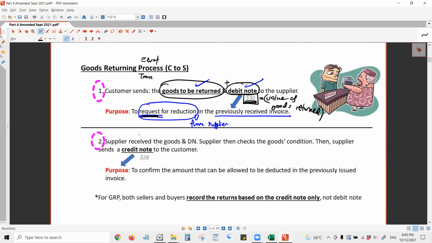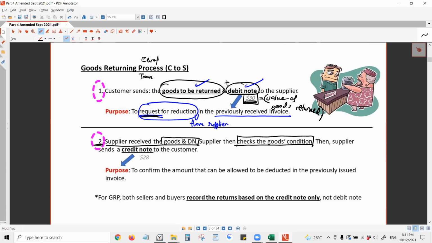So when there's a request, there must be a reply, right? So stage two deals with the supplier. The supplier will receive the goods and the debit note, right? DN stands for debit note. After that, the supplier has to check the goods condition. Why do you have to check the goods condition?